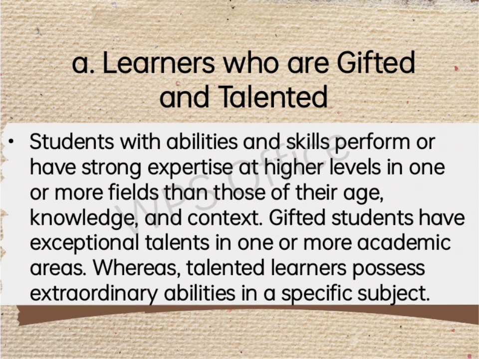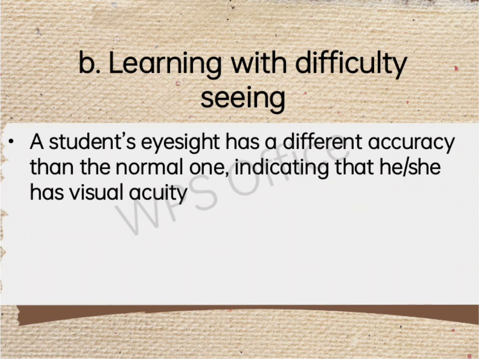A. Learners who are gifted and talented. Students with disabilities and skills perform or have a strong expertise of higher level in one or more fields than those of their age, knowledge, and context. Gifted students have exceptional talent in one or more academic areas, whereas talented learners possess extraordinary abilities in a specific subject. B. Learners with difficulty seeing.